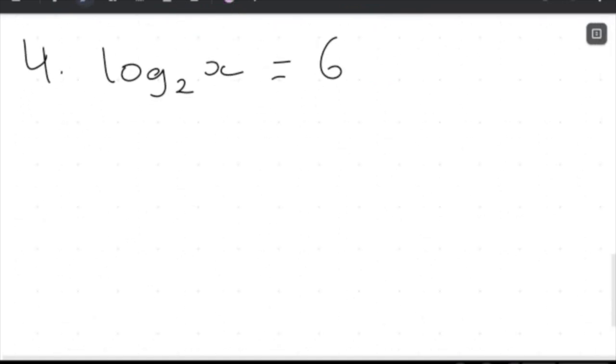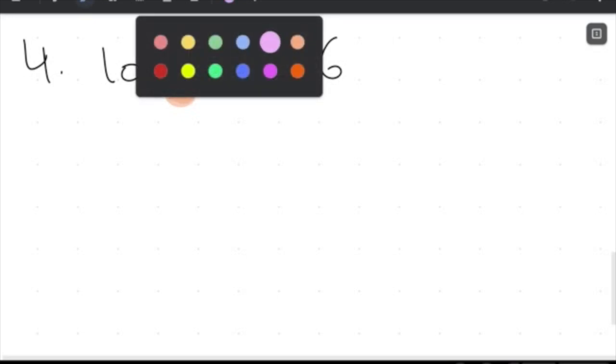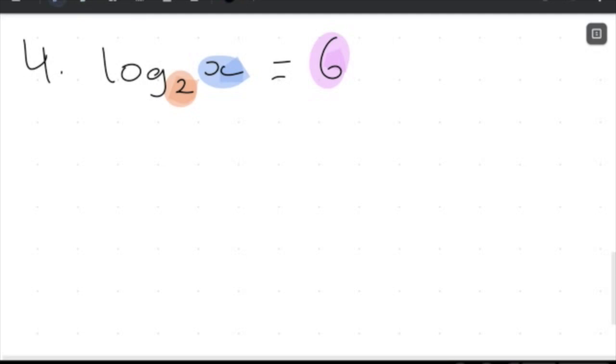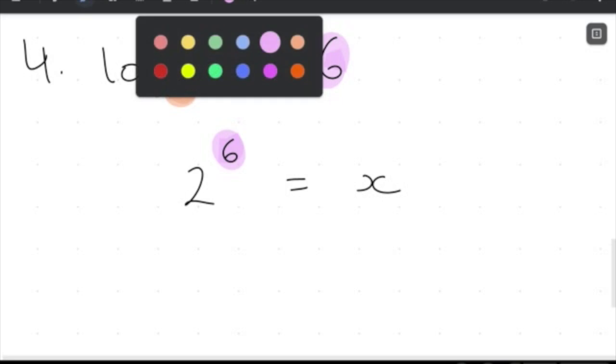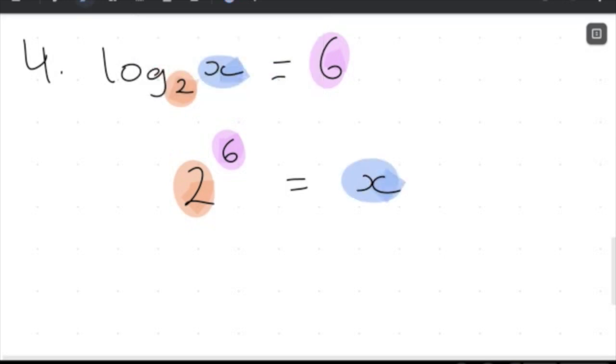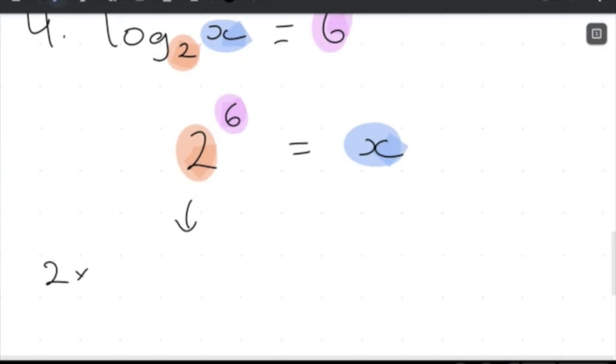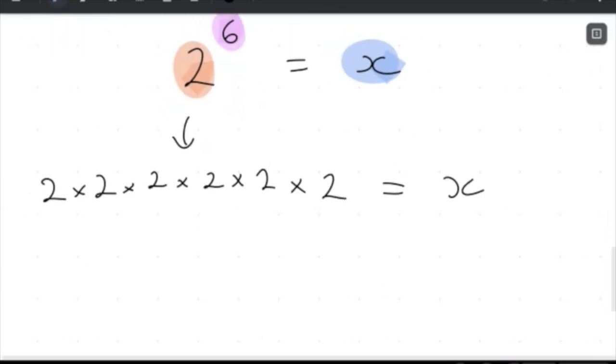So once again, we're going to identify all our main components. We have a log to the base 2, so this is going to be our base number in exponential form, of x, my answer, so the answer is going to be on its own, equals a power of 6. So we're going to rewrite this as 2, the base, to the power 6 equals my unknown x. And we can pretty clearly see that, as with all of the other examples, my base, my power, and my answer get moved around like so. So x equals 2 to the power of 6, and just a revision of indices, 2 to the power of 6 just means 2 times 2 times 2 times 2 times 2 times another 2. That equals x. And we can put this in our calculator, and that'll give us x equals 64.